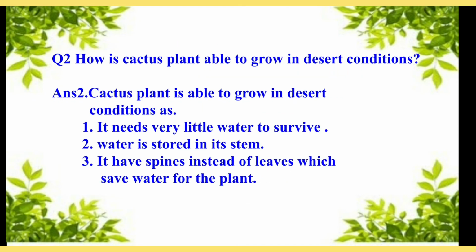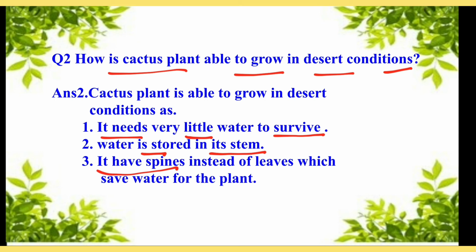After that, question number 2, how is cactus plant able to grow in desert conditions? So cactus plant is able to grow in desert condition as it needs very little amount of water to survive, and water is stored in its stem. Whatever water it gets, it stores in its stem. And it has spines instead of leaves. It does not have leaves, instead it has spines, it is thorny, which save the water for the plant. Due to these things, it survives in desert conditions also.